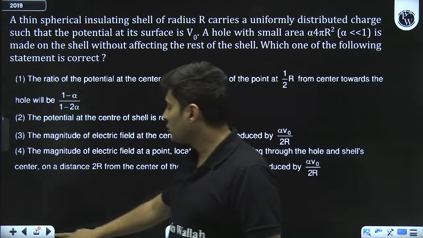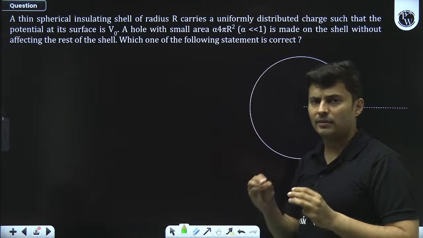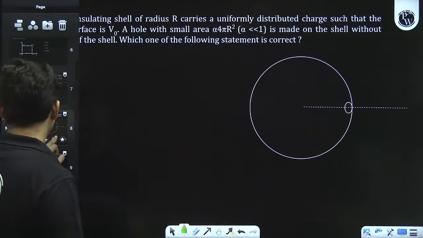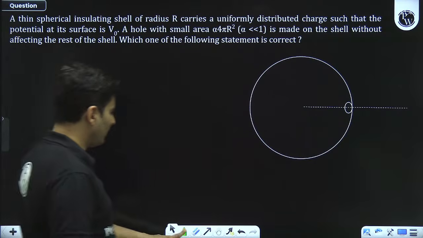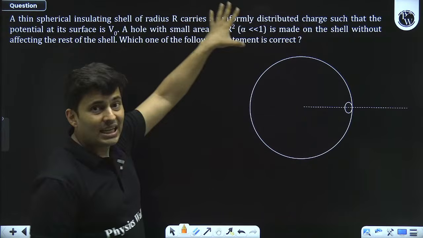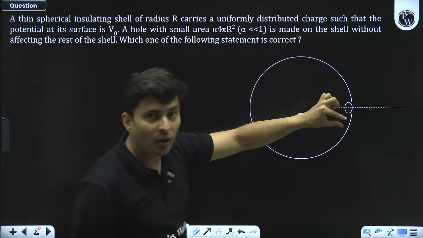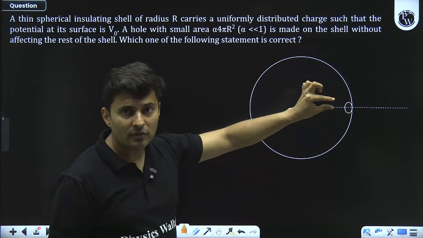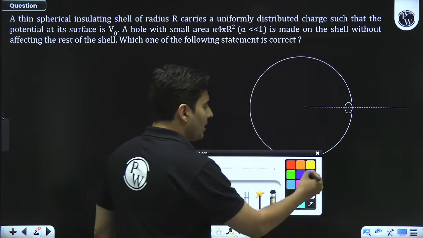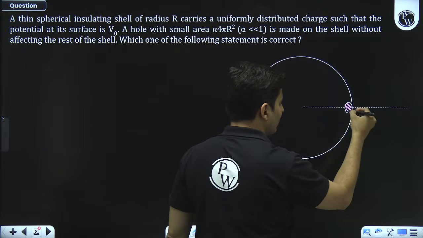Alright, so let's draw the diagram. I don't need the options now. I just know there are 3 points and I have to compare the fields and potential. So I've just drawn the diagram for you. I'll just create a duplicate. Let's start one by one. Okay, now see, because it's an insulating shell, charges can't redistribute. So if you take out a small chunk from the shell, small amount of charge is lost. Now let's figure out how much exactly is that charge which is being lost.